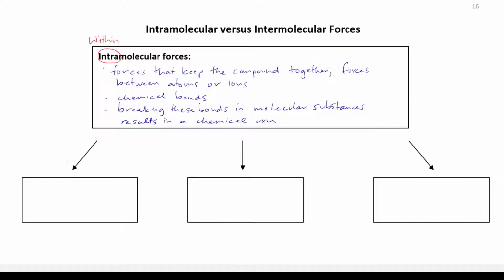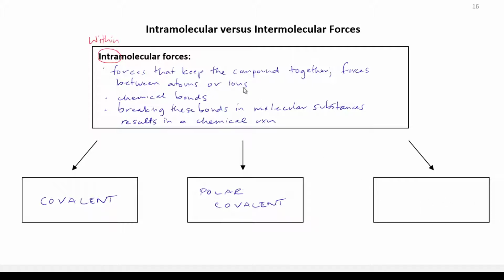So in molecular substances, there are 2 forces that hold the atoms together, right? And if you think about molecular forces, what are the chemical bonds that hold molecular substances together? And that is covalent, and polar covalent. So if you break covalent or polar covalent bonds, then you end up with new compounds, and that's a chemical reaction.